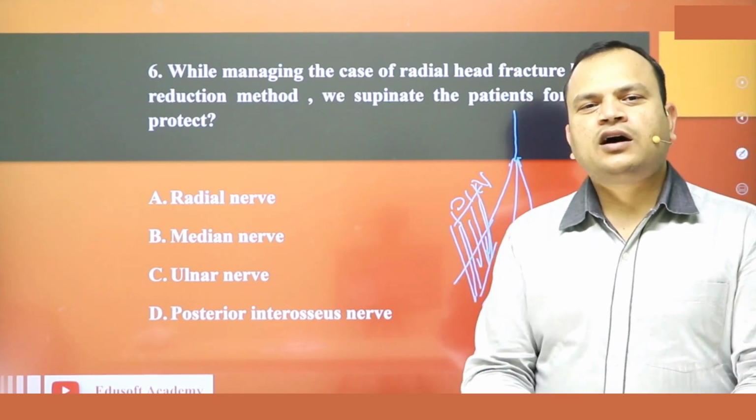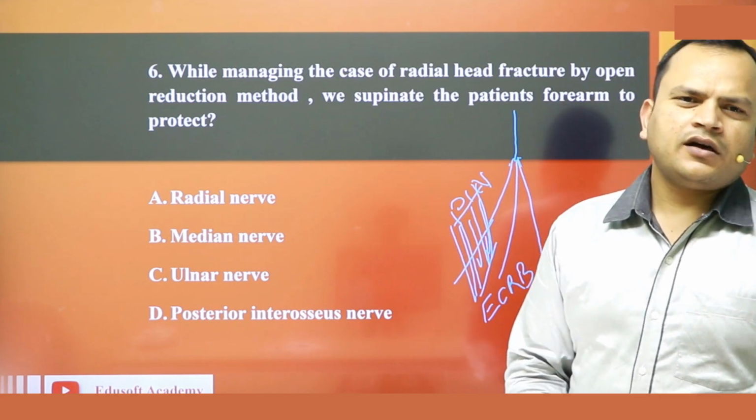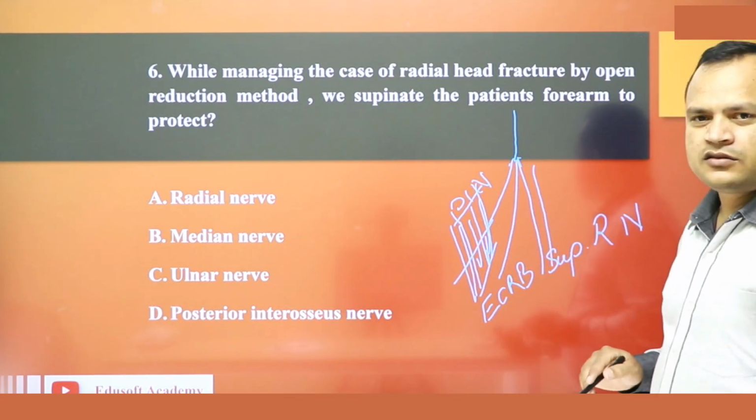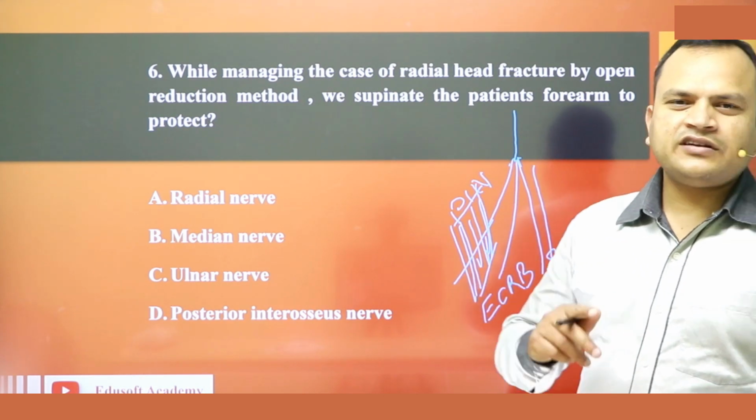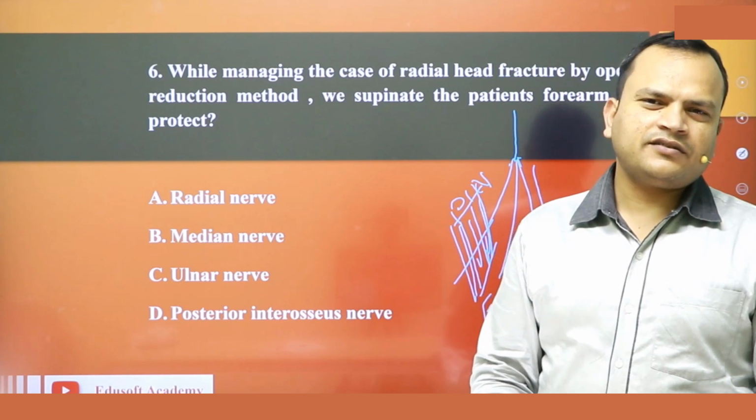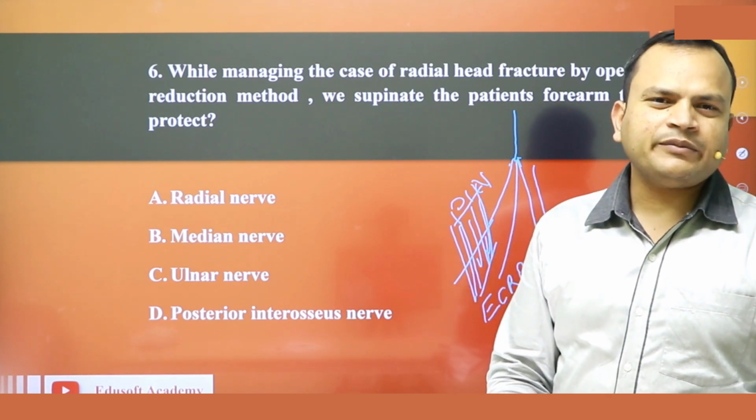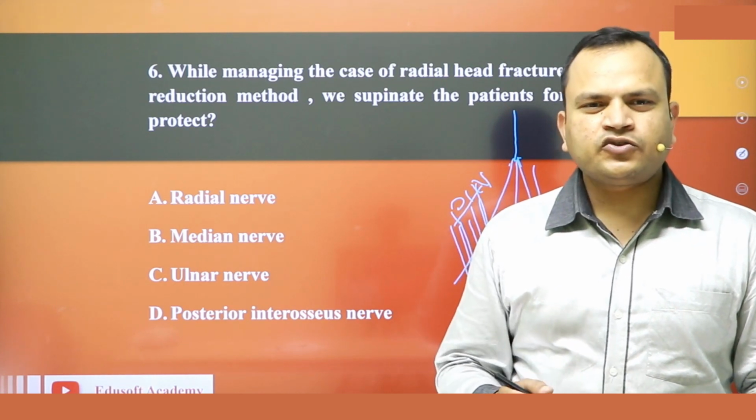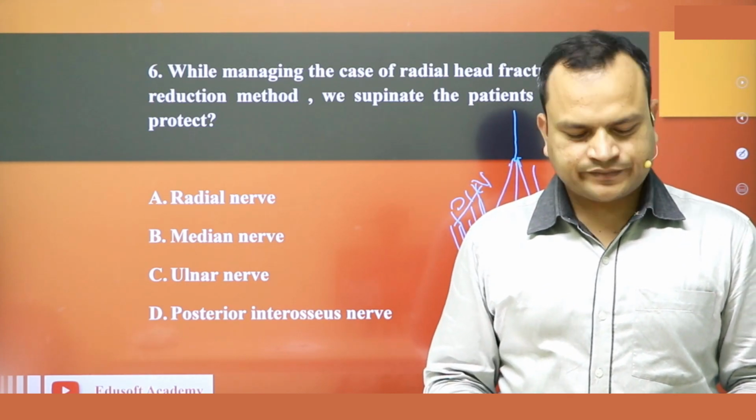Coming to the other nerve, the superficial radial nerve usually lies just underneath the brachioradialis, so this nerve is less likely to be damaged. Whenever we supinate our forearm, it is usually to protect the posterior interosseous nerve.